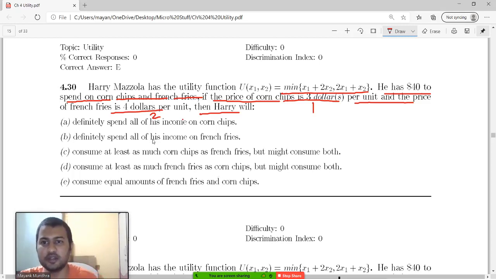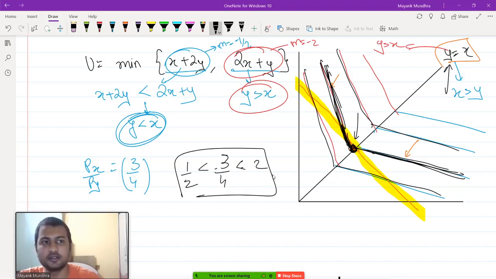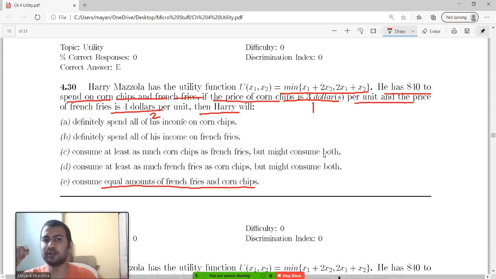So in this situation, he is going to consume equal amounts of french fries and corn chips. He is going to consume at this point, y equals x. Okay, so that's why it's actually unimportant what I take as good 1 and what as good 2.